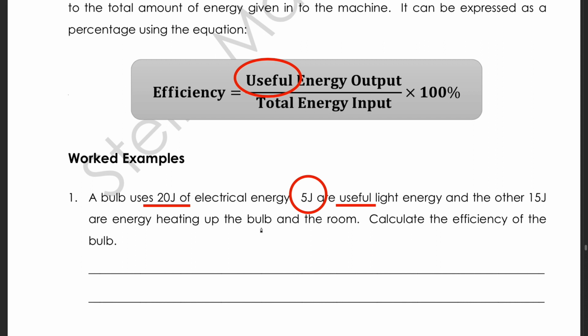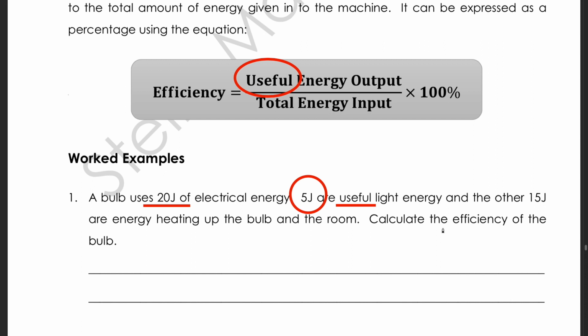And if you're going to heat up a room, like this question is suggesting, well, you're not going to use light bulbs, you're going to use a heater or an air conditioner, an appliance that is specifically designed to heat up a room. So let's calculate the efficiency of the bulb.